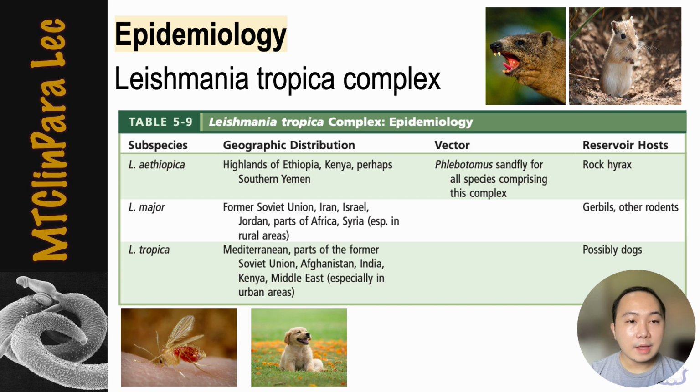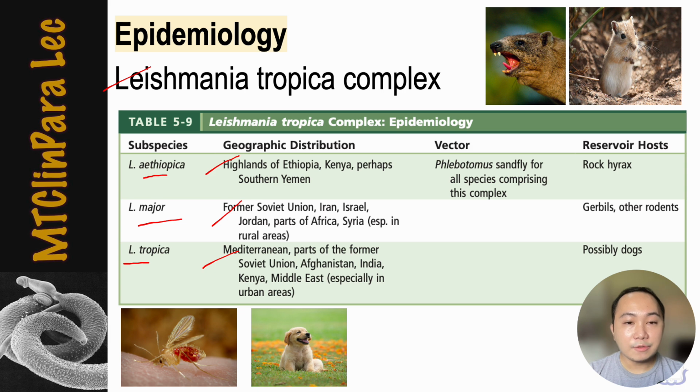So when it comes to the epidemiology, your Leishmania tropica complex is geographically distributed all throughout the Old World. Hence the Old World Leishmania. So these are more commonly distributed in Africa, such as for aethiopica, major for the Middle East and some parts of Africa as well, L. tropica in Asia, India, and also in the Middle East. So in the Old World.